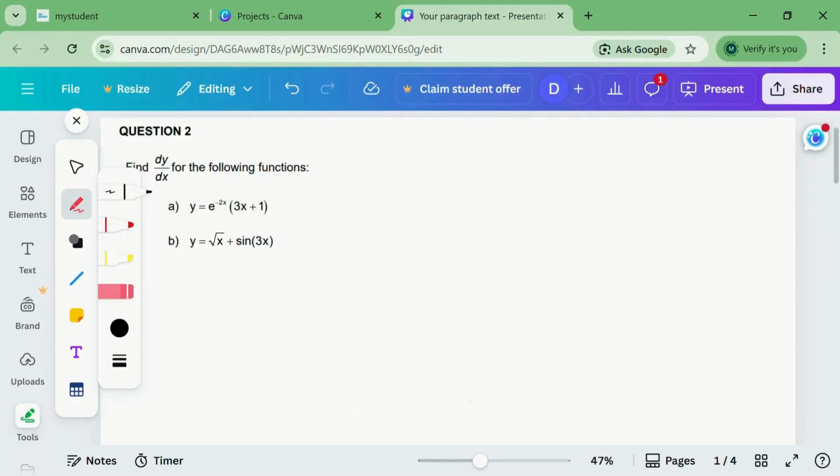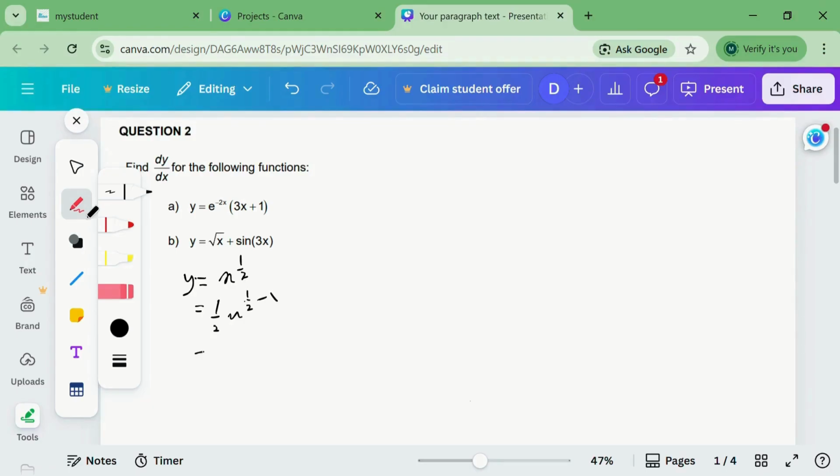Question number 2b. The function is y equals square root of x plus sin 3x. So the first step is we look at the square root of x. Instead of using the square root, we can rewrite it as x to the power of 1 over 2. And then I differentiate x to the power of 1 over 2 using the power rule method, which is to multiply by the power and subtract 1 from the power.